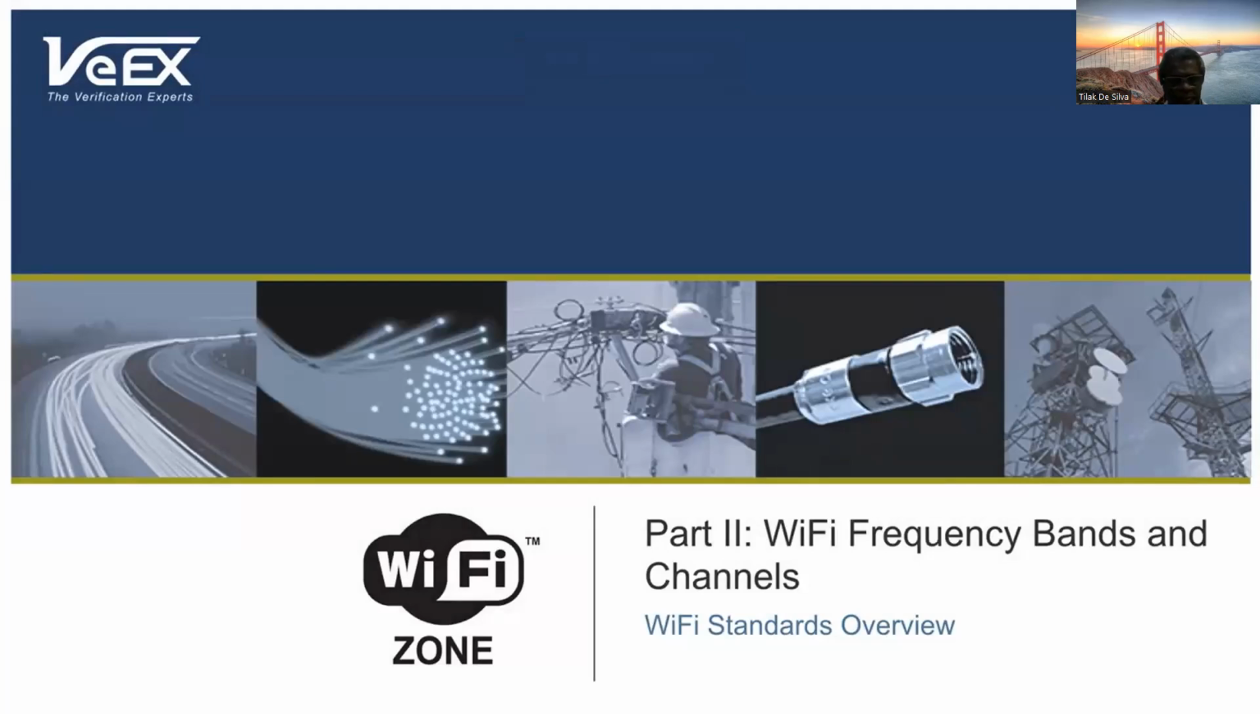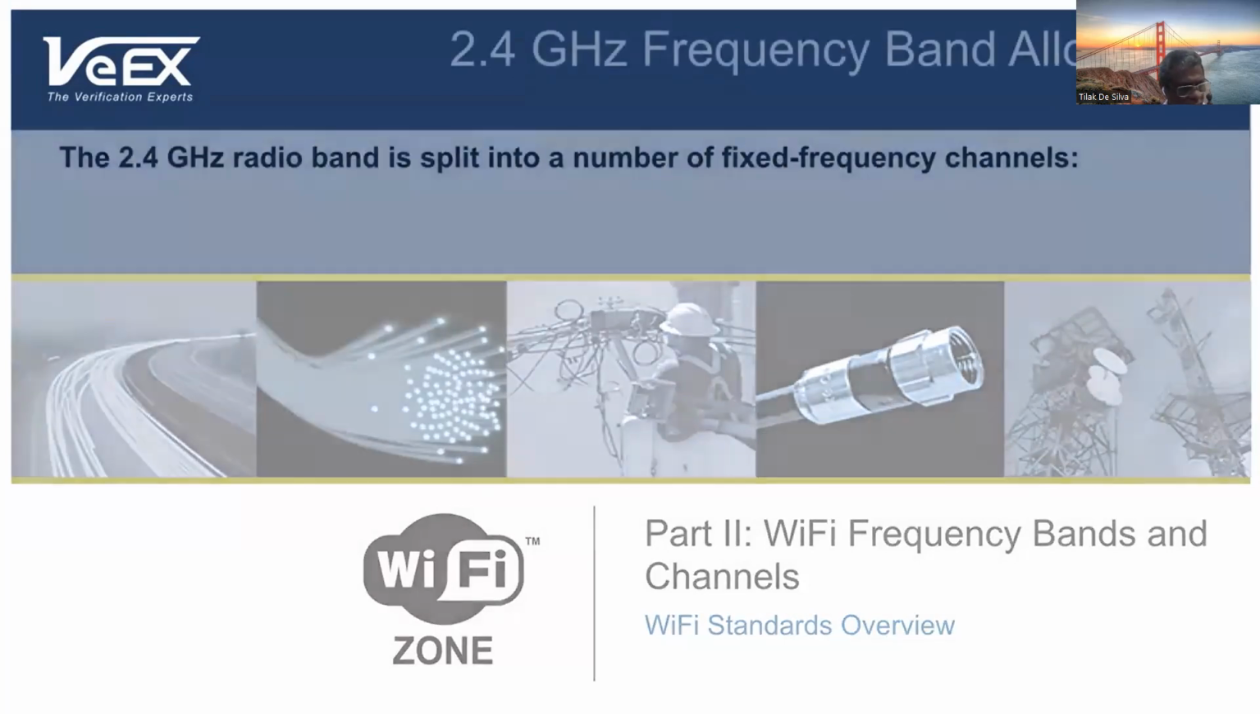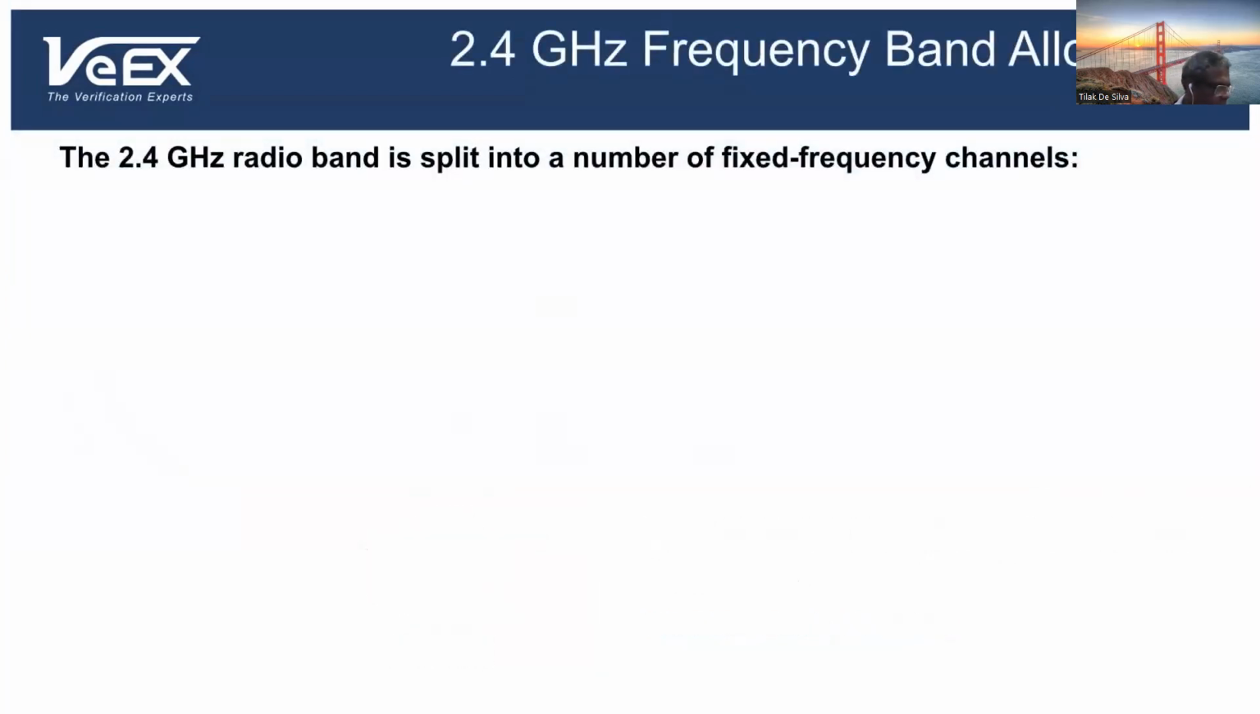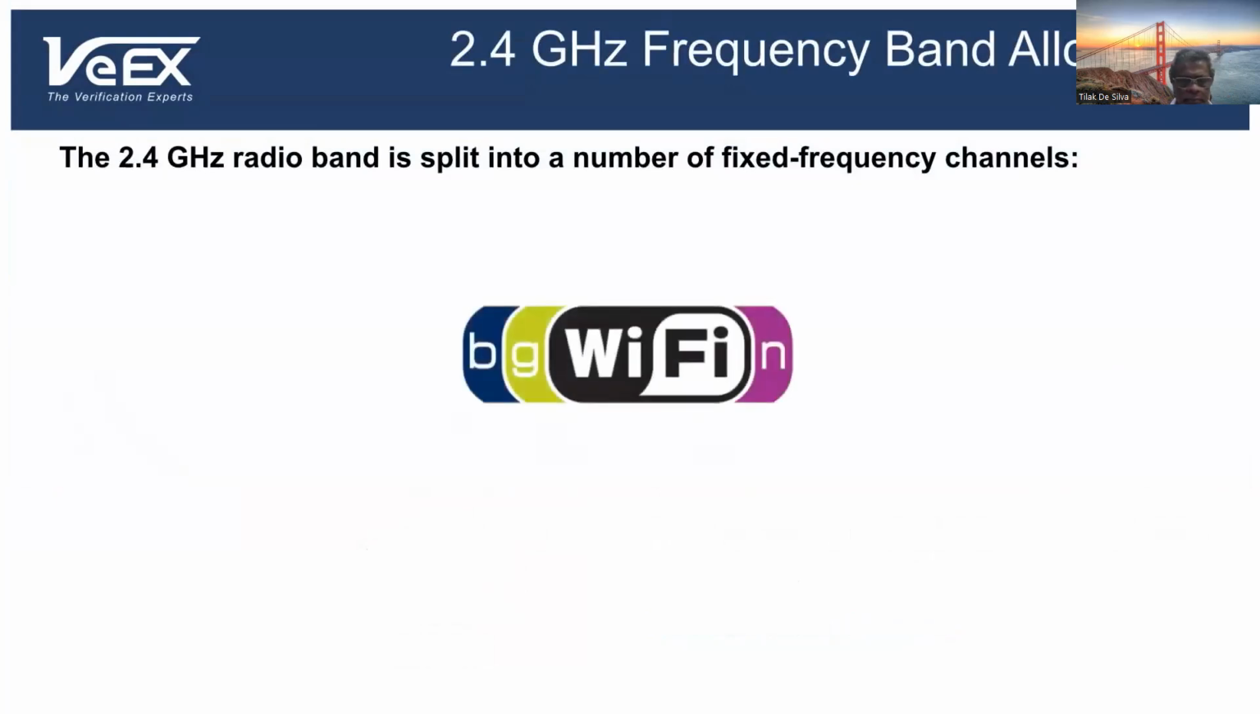In this video, we'll cover the frequency bands and channel numbering used by Wi-Fi equipment. The 802.11b, G, and N standards are designed to transmit data over the 2.4 GHz frequency band and use frequencies from 2.4 to 2.5 GHz.